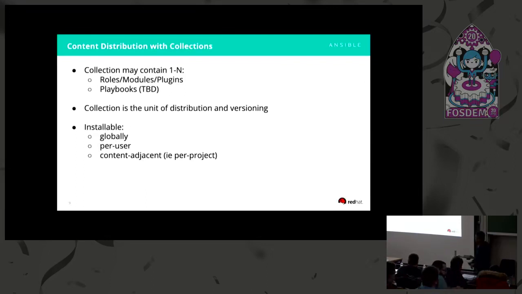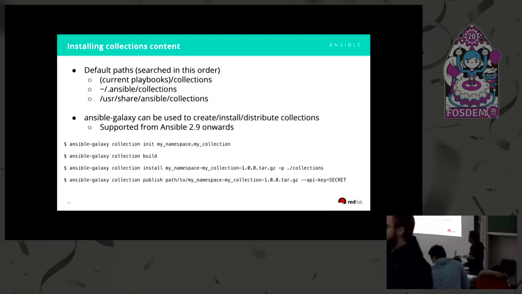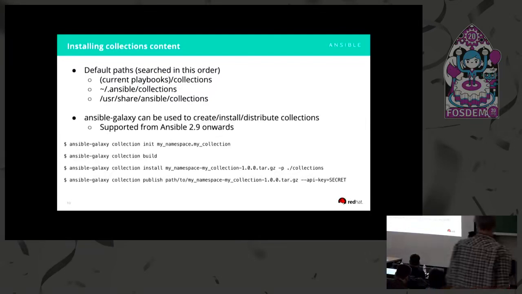It can be installed globally in the standard locations, then per user, and then content adjacent. So where your playbook resides, in that directory itself, you can have all your collections. The default path in which the Ansible engine searches for collections is the current playbook: under the current playbook's collections directory, if there are any collections, it will load that directory first. Then it will go into the user folder, ~/.ansible/collections, and then the standard collections path.